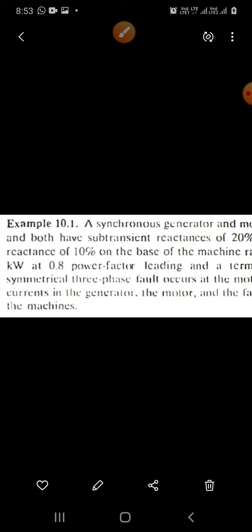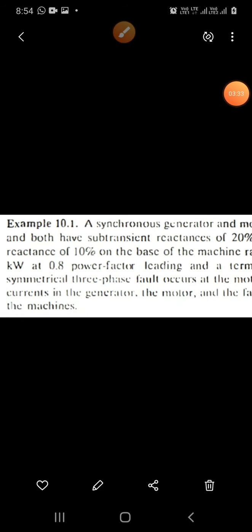Already we have formulated those things, how to calculate the sub-transient current, when we were discussing the theory part of the unloaded generator or motor at the time of fault condition. Now I want to go for the solution according to this question. This question is based upon those things, so here I want to solve it according to the formulas we have derived in the last class.